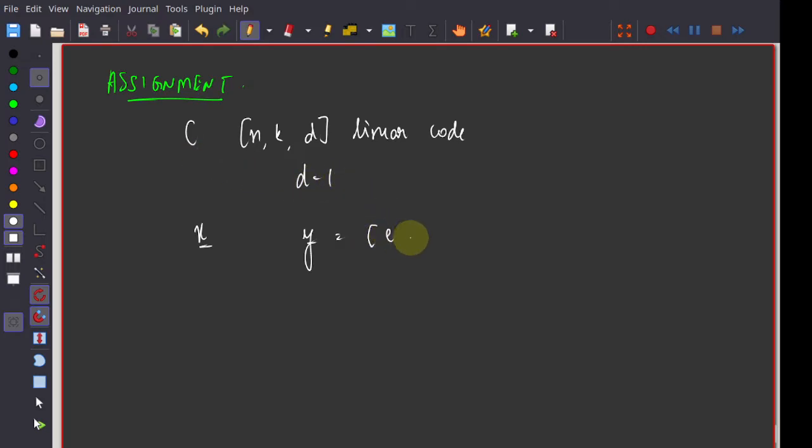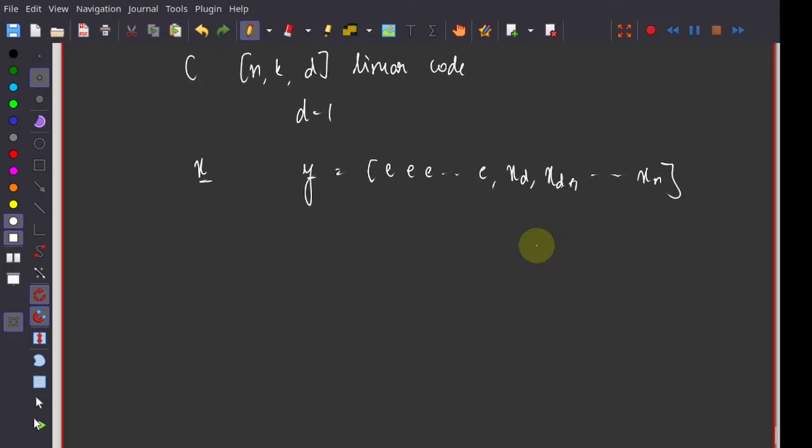So I get erasure, erasure, erasure, erasure. The first d minus 1 locations are erasures. Then I have xd, xd plus 1 and so on up to xn. So this is what I have received. Okay. So what do I know about the code word?